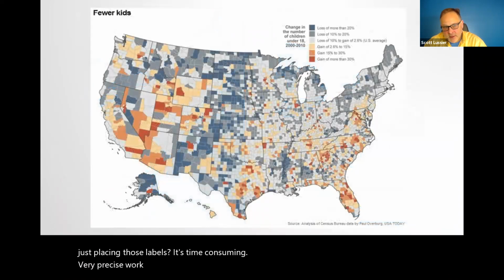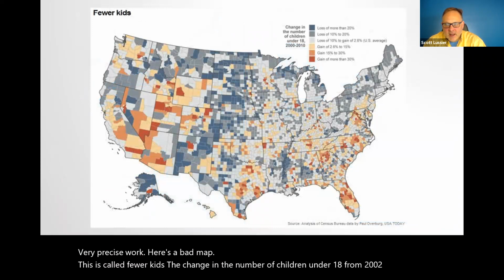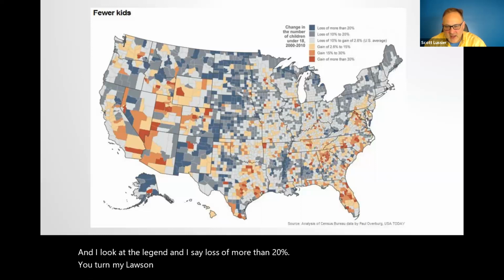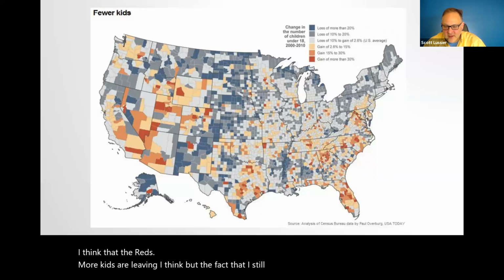Here's a bad map. This is called Fewer Kids: The Change in the Number of Children Under 18 from 2000 to 2010. And I look at the legend and I say a loss of more than 20%. You're talking about loss and more and percentages, and it's confusing. And I still can't figure this map out. I think that the reds, more kids are leaving, I think, but the fact that I still don't quite understand this is not good. But this was USA Today, probably accompanied an article, and it's tricky.